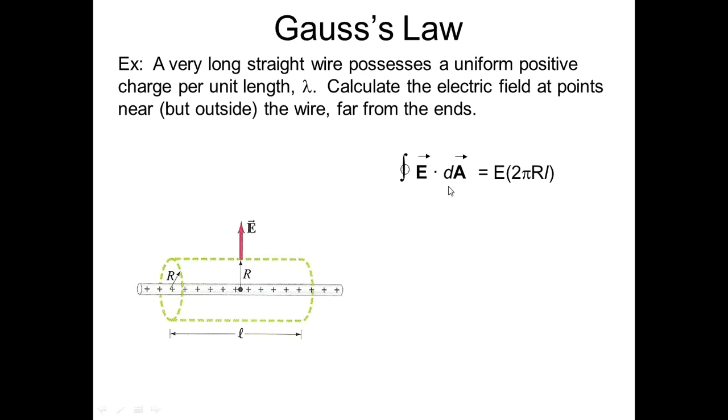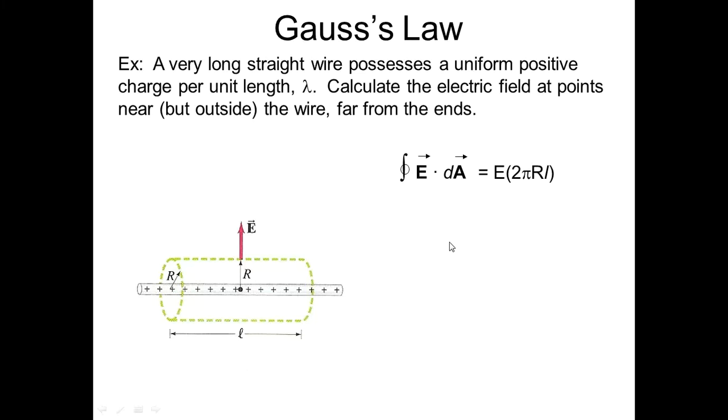So the truth is we didn't do any calculus over here on the left-hand side, even though we have the calculus symbol. And the reason why we don't have to do that is the E field is constant. It's the same everywhere. The only thing that's changing is the area. Well, you guys should know what the area of the cylinder is. Therefore, you're not really doing any calculus.